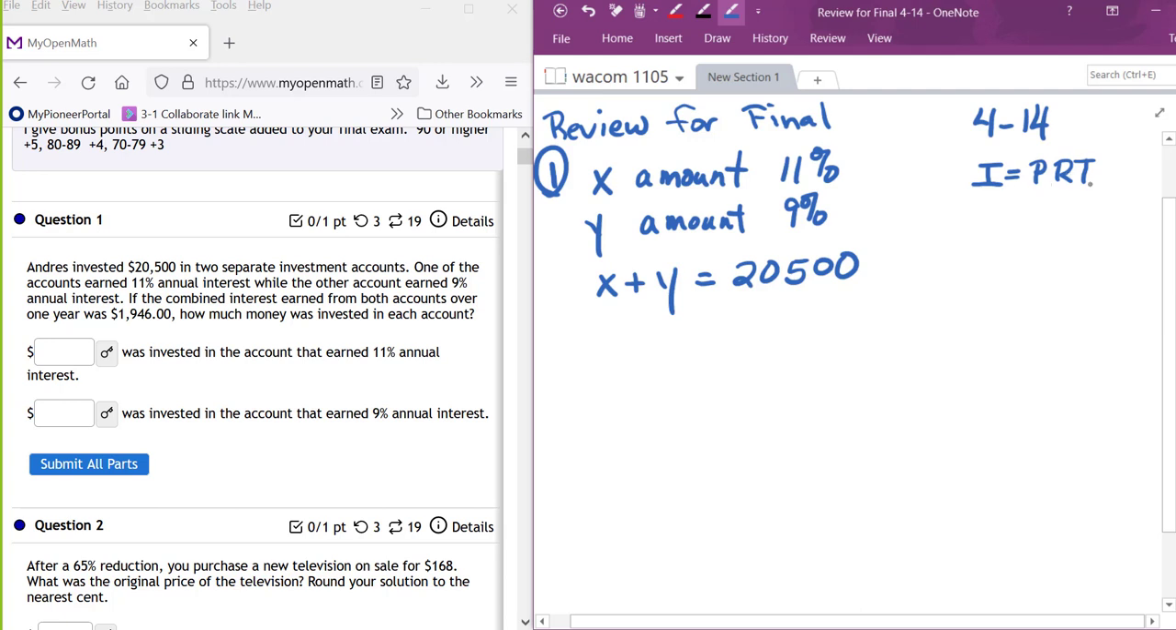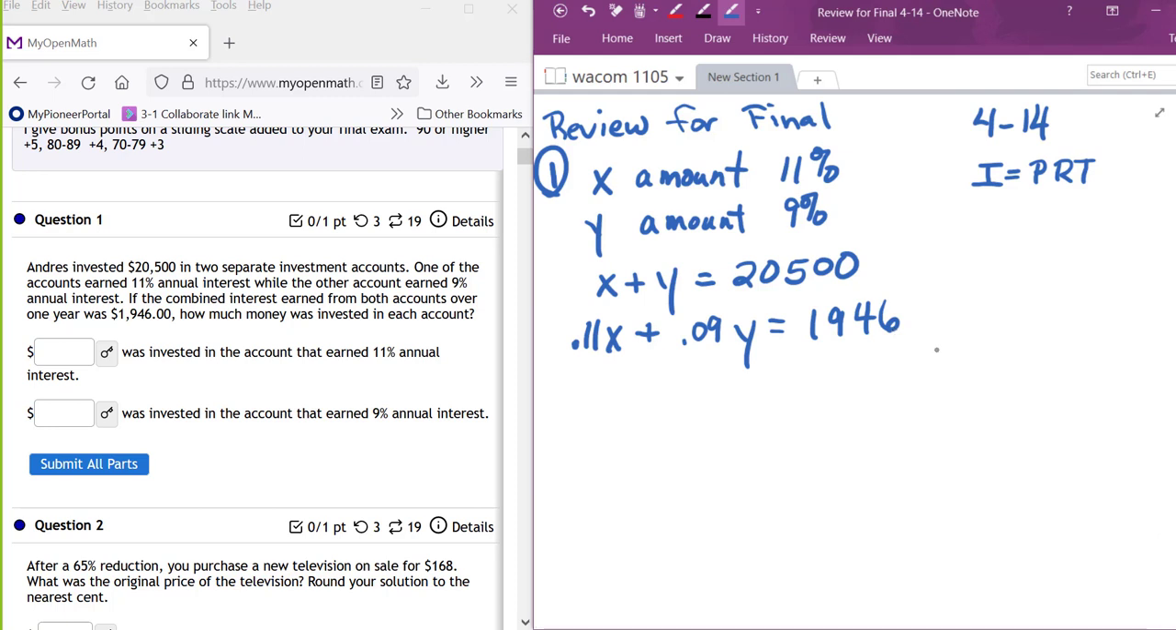So when we get expressions for this, P will be our principal, so we'll use the X or Y, and the rate will just switch to a decimal. So our interest for the first one will be 0.11 times X, so your principal times your rate, plus this one will be 0.09, because your decimal goes 2 places to the left, Y. And our total interest was 1,946. And I'm going to leave off that decimal because it's zeros after.